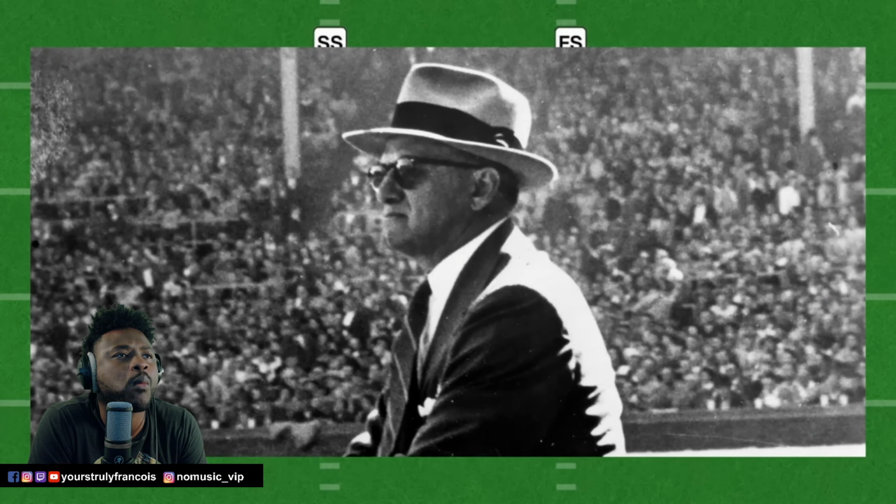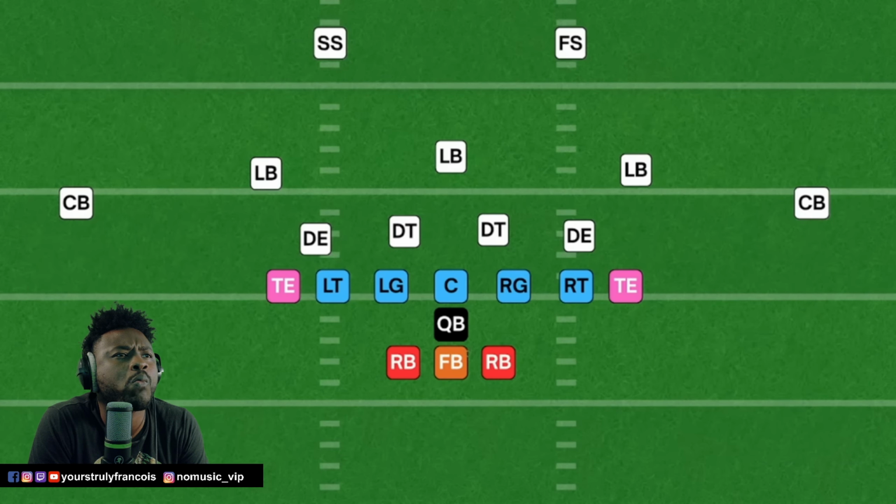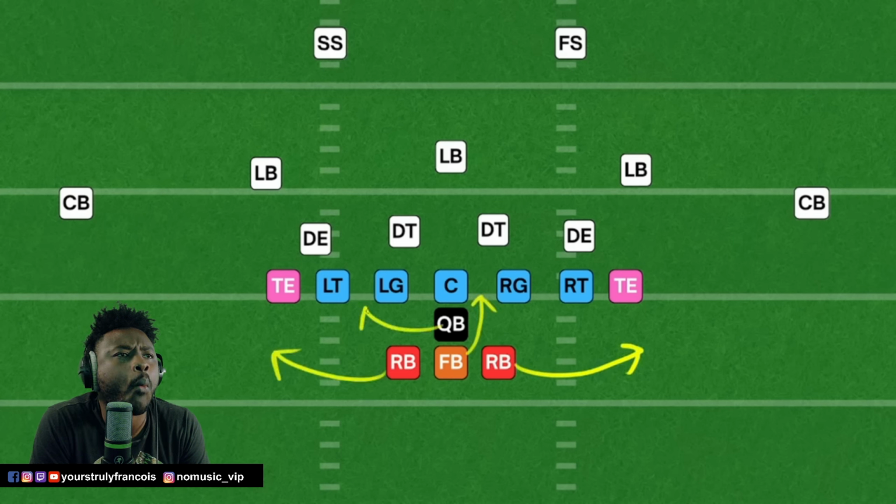George Halas perfected this formation because it gave the quarterback four options on every play. Hand off to the fullback up the middle, pitch to either halfback going outside, or keep it and run himself. The defense couldn't predict which option was coming until the quarterback made his decision.